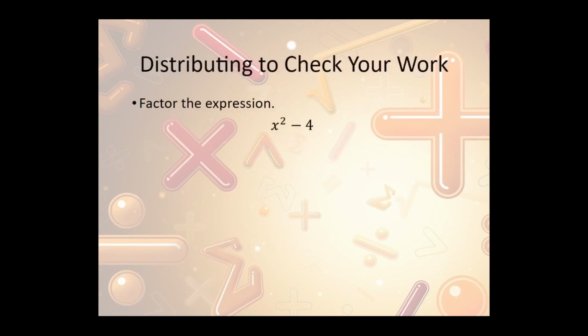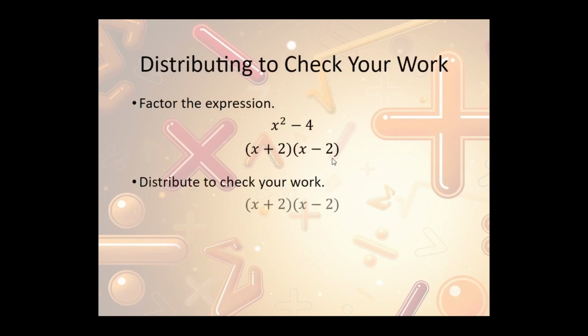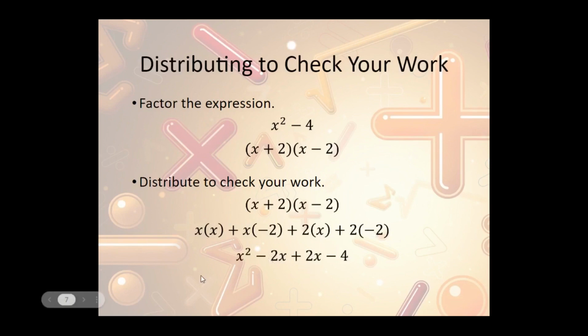So let's check our work by distributing. We said that x squared minus 4 is equal to x plus 2 times x minus 2. Let's go ahead and distribute this and see if it works. We multiply x times x and x times negative 2, and then 2 times x and then 2 times negative 2. So we get x squared minus 2x plus 2x minus 4. We combine our like terms. Negative 2x plus 2x is just 0, so this becomes x squared minus 4. So we did it correctly.